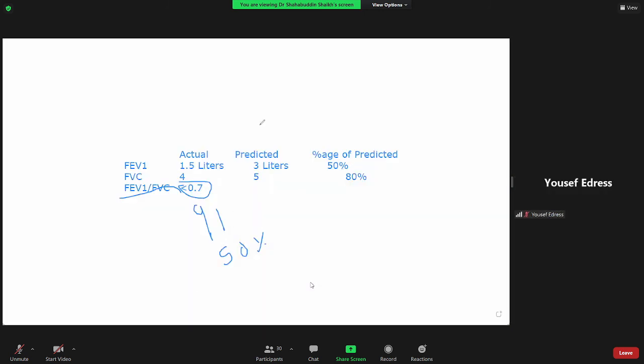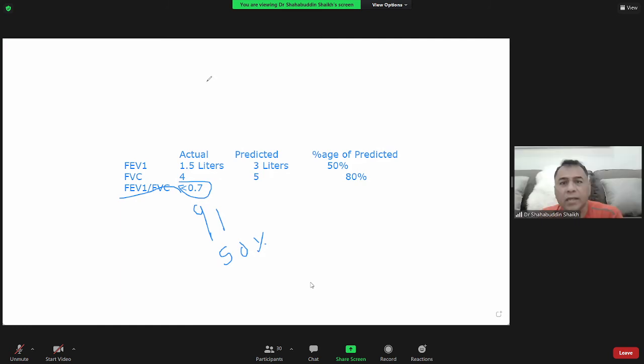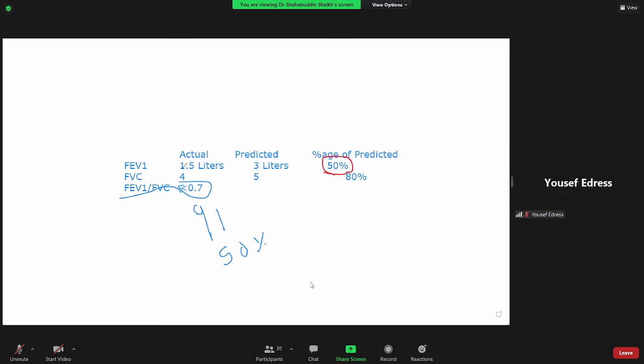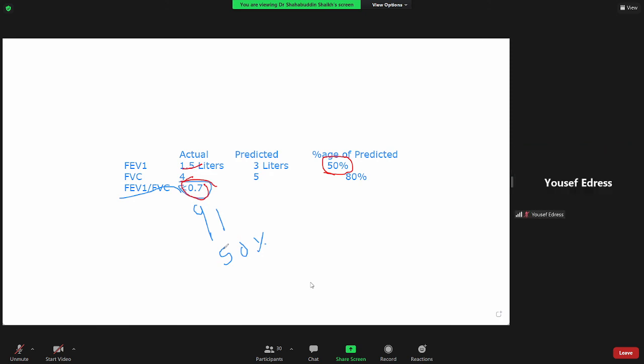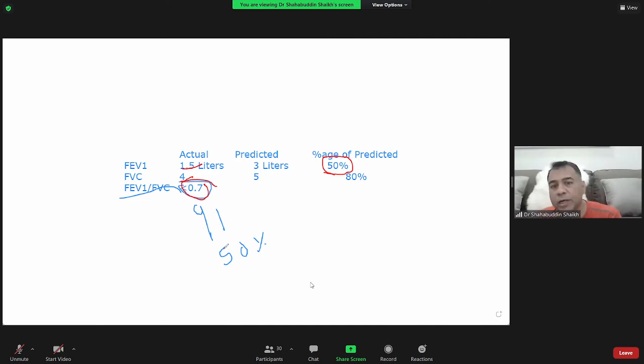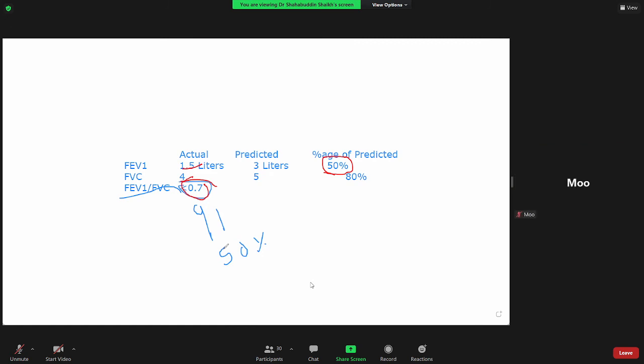So you see, can you see this is 50%? It is significantly decreased. And 1.5 divided by 4 is less than 0.7. So two very important conditions tell you this condition is obstructive. Can you see the whiteboard now? Yes, doctor. Okay, so please remember this.